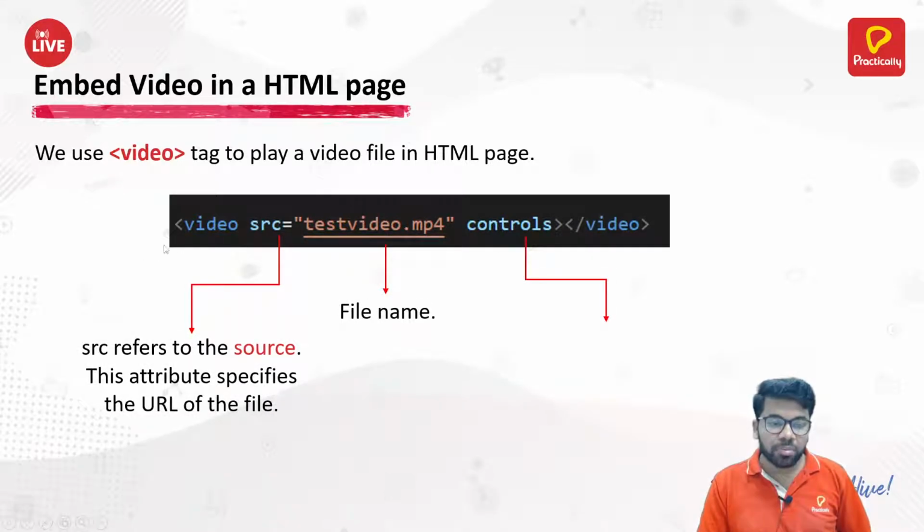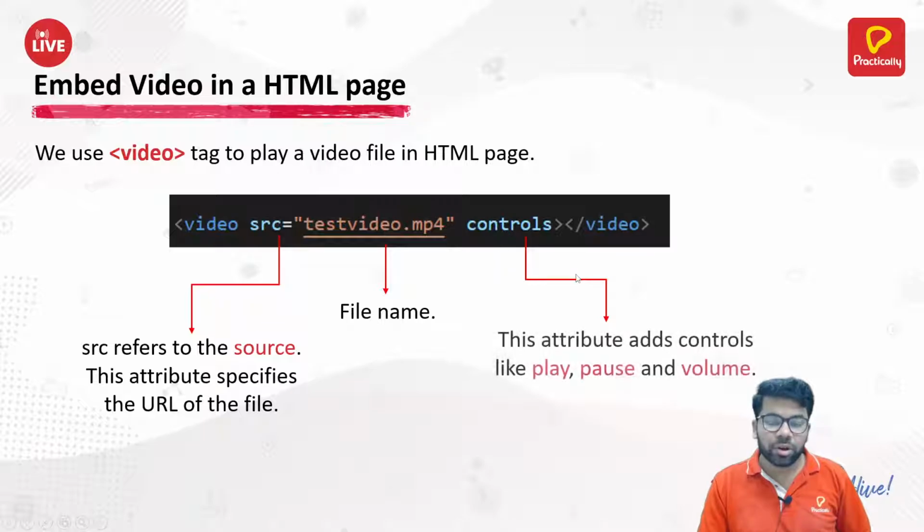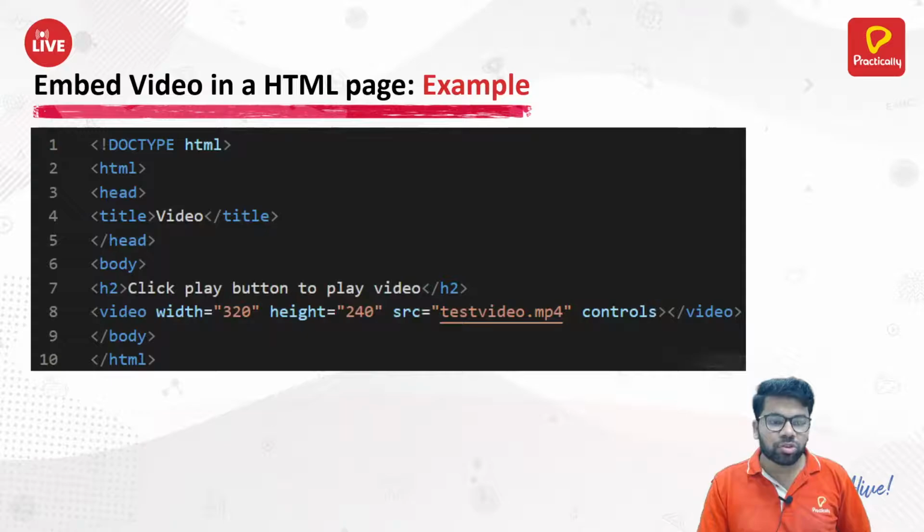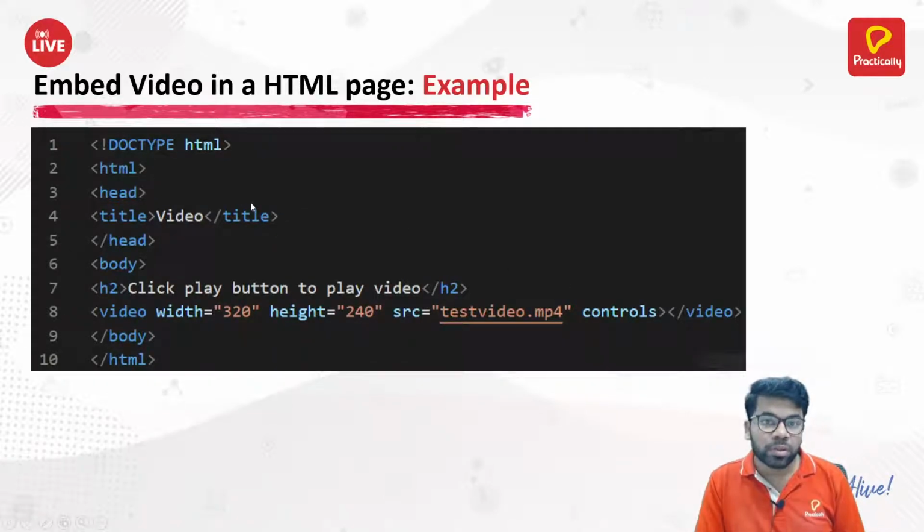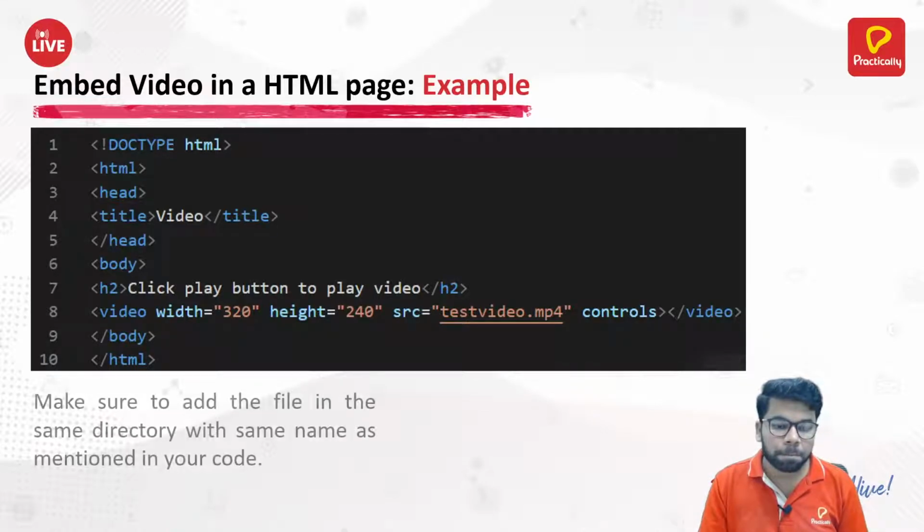So this is the file name, this is the source attribute, and these are the controls: play, pause and increase the volume like this. This is one example of how we write the program using the video tag. Remember, here we are using h2 as the heading level 2, and the video tag, both written inside the body tag. The body tag contains the actual content that we want to display on the web page.